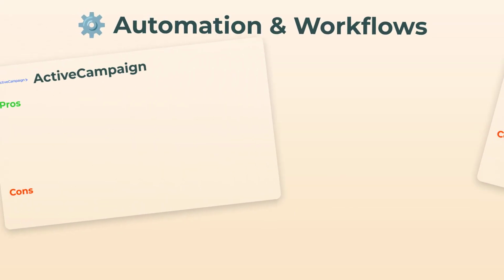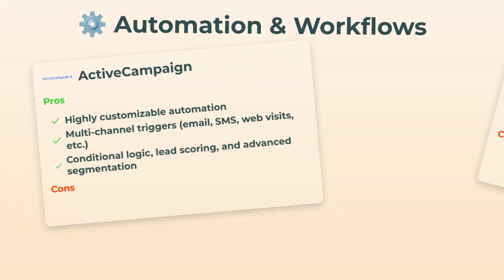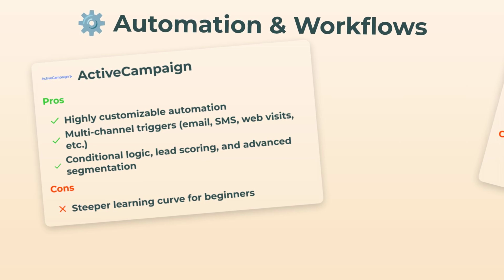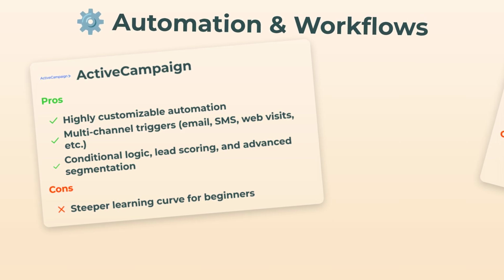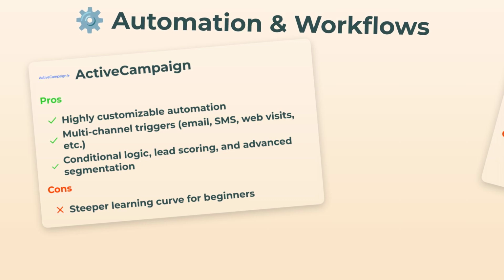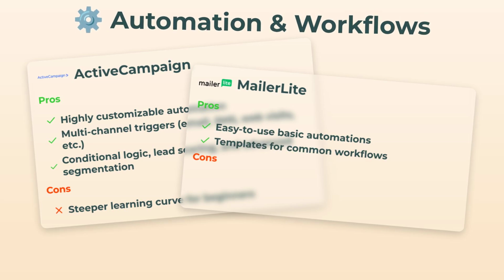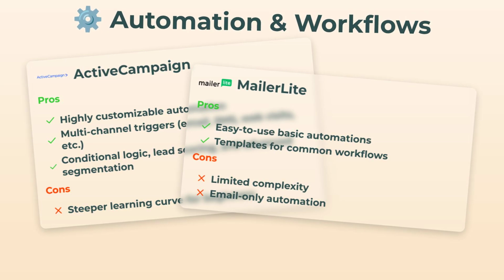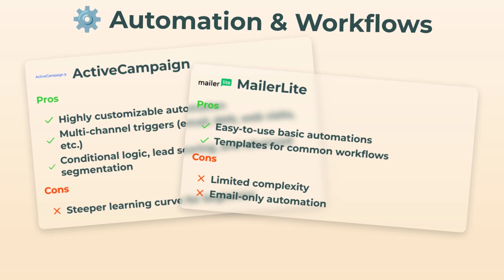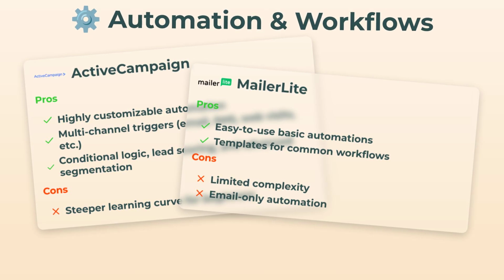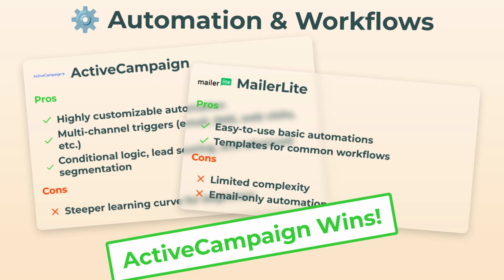Now, automation and workflows. ActiveCampaign basically goes ham here. If you want customized automations, stuff like SMS triggers, web behavior, or even scoring leads, it's all possible. It's honestly a dream if you love tinkering. The catch? It takes a hot minute to learn. Then there's MailerLite, which is more, just chill. Easy templates, basic automations, mostly just email. Great for beginners, but you'll hit a ceiling fast if you want next-level things. If you really care about automation, ActiveCampaign's the winner.